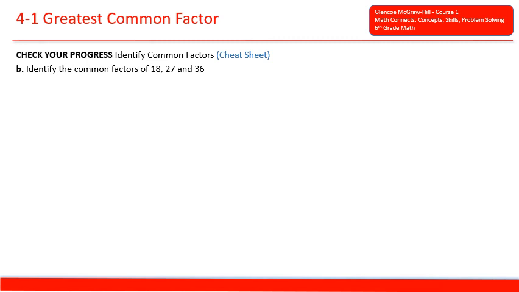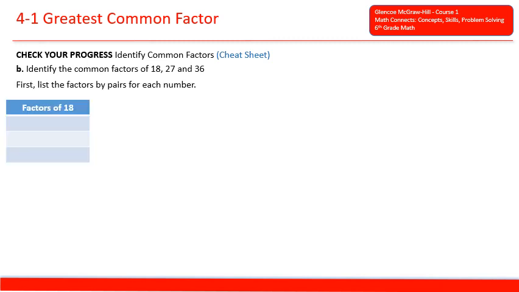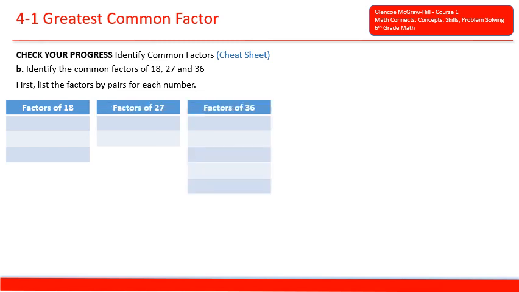Identify the common factors of 18, 27, and 36. First, list the factors for each number. This time we're going to have three tables. For 18 we have 1 times 18, 2 times 9, and 3 times 6. Factors of 27: 1 times 27, 3 times 9. The factors of 36 are 1 times 36, 2 times 18, 3 times 12, 4 times 9, 6 times 6.